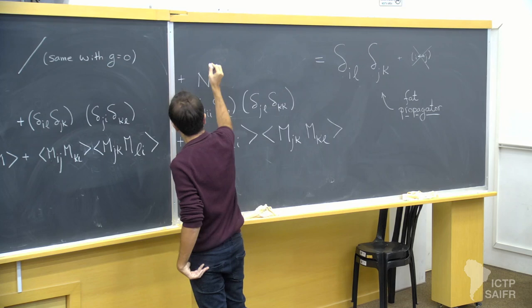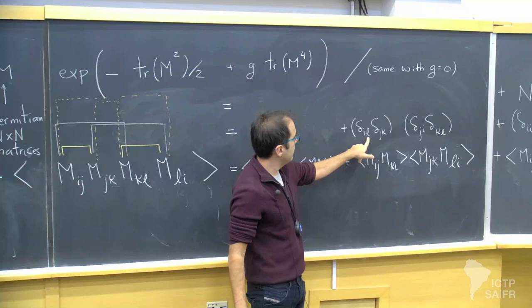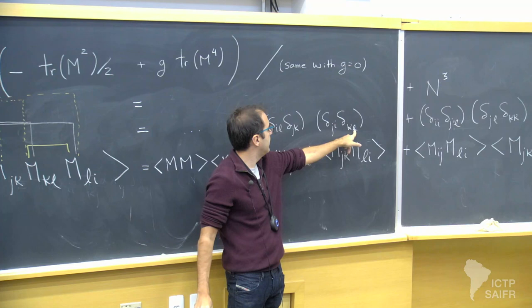What about this one, the middle one? So let's see. i needs to be equal to l. So I can go here, and this l replaced by i. k, i. Here I can replace by k. And at the end, I get jk, jk.